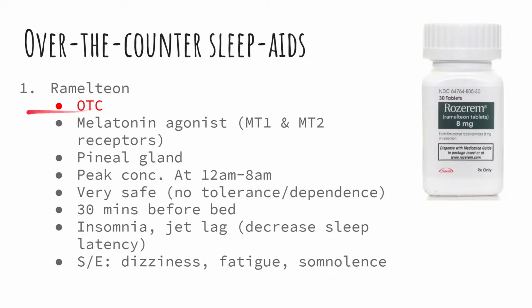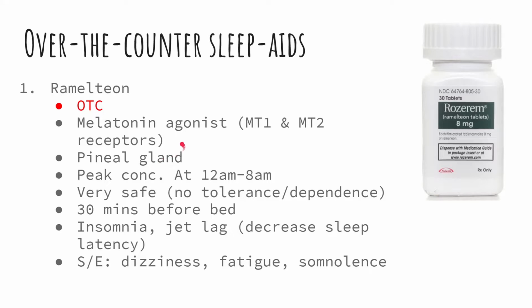So Rozerem, the way that it works is it is a melatonin agonist. If you guys know what melatonin is, it is the hormone produced by the pineal gland. And this is the hormone that regulates our sleep cycle. It starts getting produced when it gets dark outside. لما بلش تصير تعتم برا. So for example, around sunset. And this is when the synthesis of melatonin increases. And as the levels of melatonin increase, we start to become more and more sleepy until we eventually fall asleep.